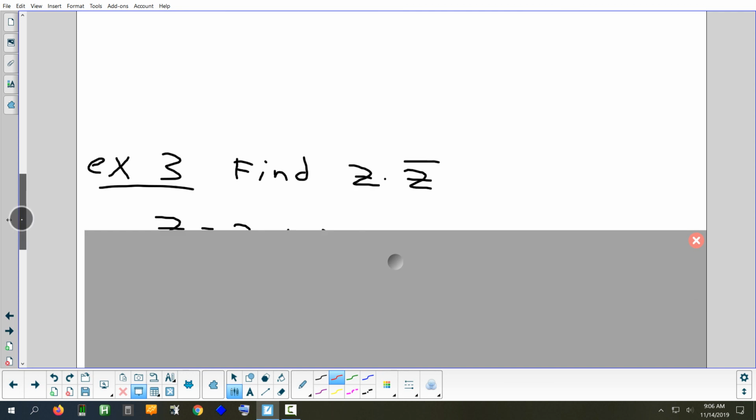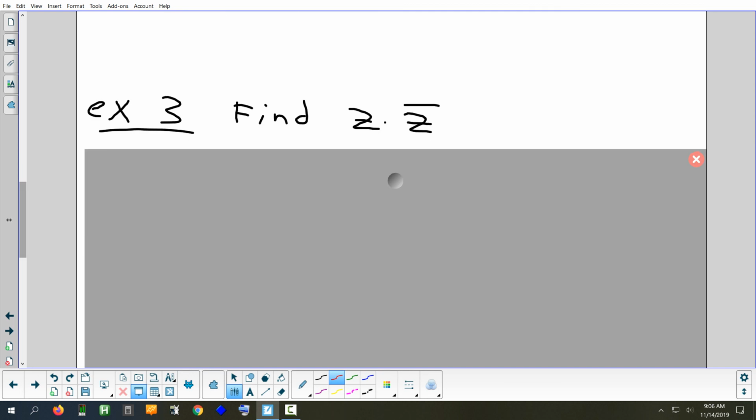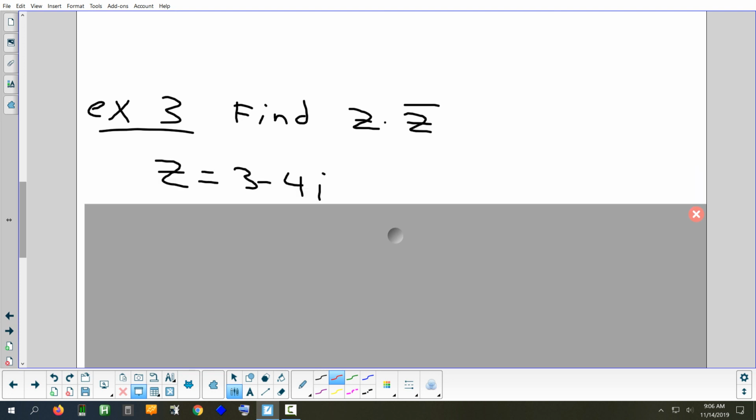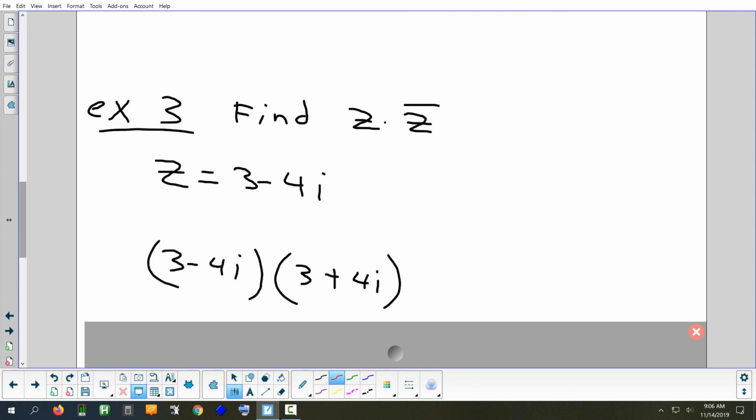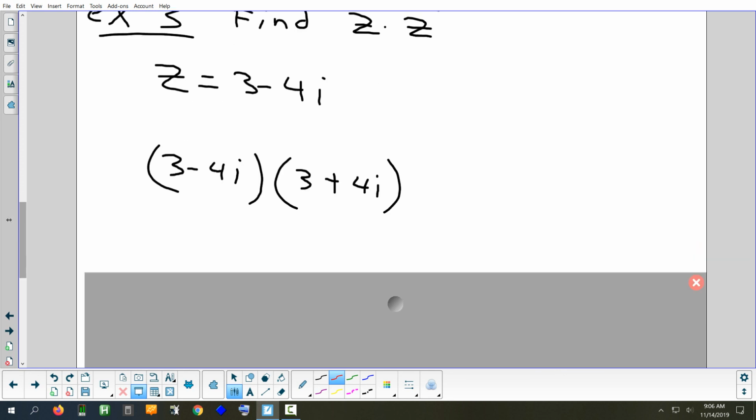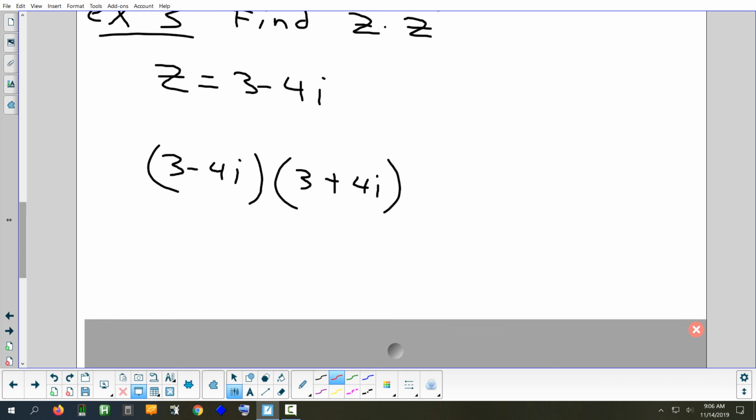Now, I'm going to give you a complex number, and I want to multiply it by its conjugate and see what happens. There's the complex number, 3 minus 4i. If I want you to multiply by the conjugate, that's the first step. What's the conjugate of 3 minus 4i? 3 plus 4i. And now we're going to multiply those two things together. So now it's just like the problems we did in example 1 and 2, except now we're multiplying conjugates. So let's see what happens.